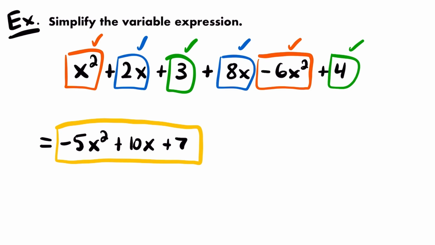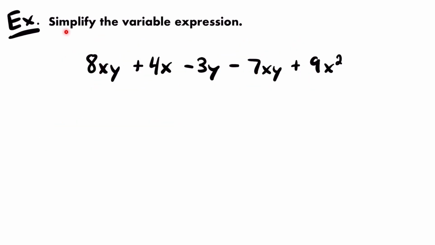I might do that from here on out because we're going to be working with more complicated variable expressions that have a lot more terms to keep track of. So checking off terms as you rewrite them or combine them to get your more simplified form can be helpful. Okay, let's take a look at another example. Here we once again want to simplify the variable expression, but this time we have 8xy plus 4x minus 3y minus 7xy plus 9x squared.